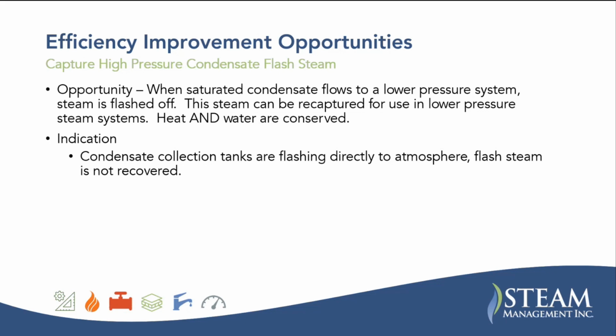Okay, so the next opportunity is capturing high pressure condensate flash steam. When saturated condensate flows to a lower pressure system, steam is flashed off. That steam can be recaptured for use in lower pressure steam systems. Heat and water are conserved by doing this. An indication that this opportunity is available is if you have collection tanks that are flashing excessive steam, and also, obviously, if you have low pressure steam applications where that flash steam can be used.